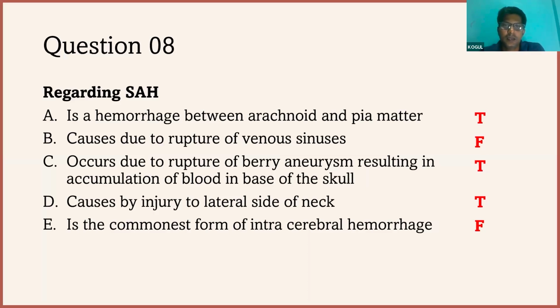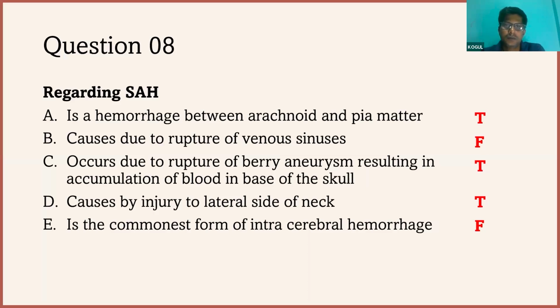Caused by injury to the lateral side of the neck. That's why I told the CV1 syndrome. In the upper part of the neck, the vertebral artery enters at the level of cervical vertebra 1. It will pierce and enter into the dura, then into the subarachnoid space and go into the brain. So when there is damage or fracture associated with cervical vertebra 1, it causes damage to the intra-subarachnoid portion of the vertebral arteries that can cause SAH. That's called CV1 syndrome.